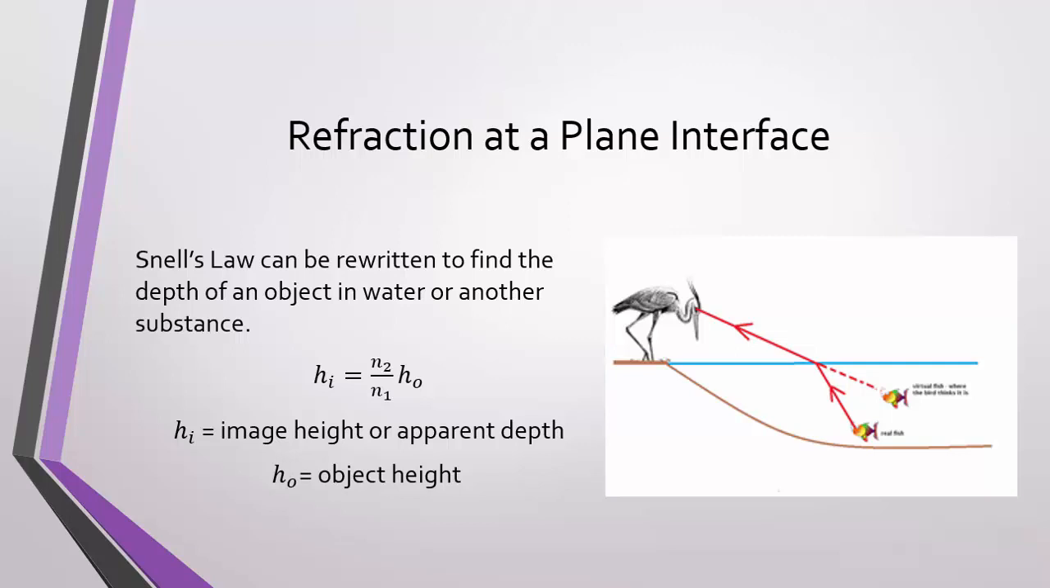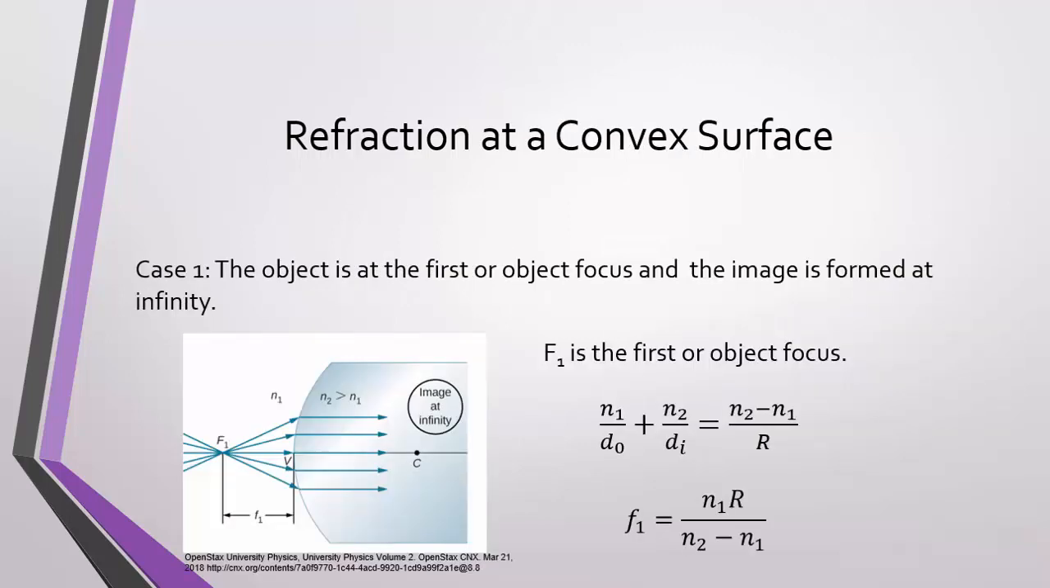And there's a mathematical expression based on Snell's law that tells us where we can find the image versus where we see the image. And it's the image height is equal to the ratio of the two indexes of refraction times the object height. So not all surfaces are nice and flat. So we're going to be talking a little bit about those curved surfaces, the convex one and the concave ones.